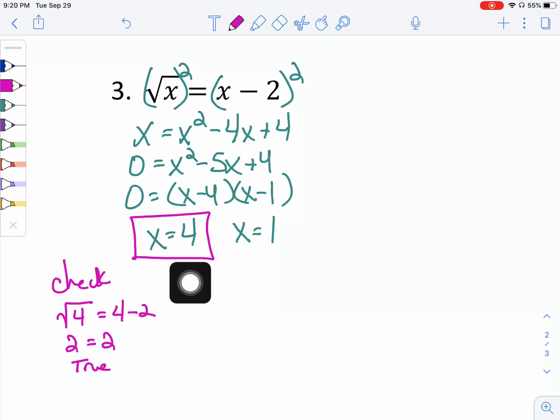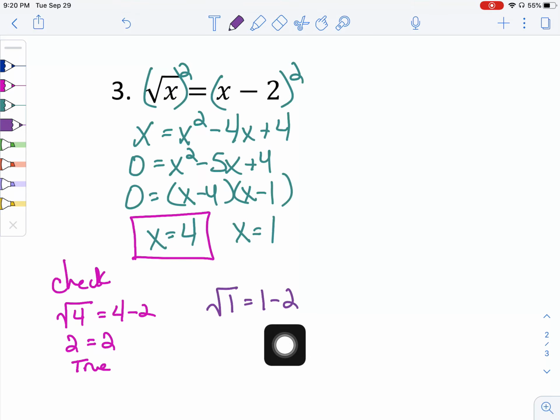That doesn't necessarily tell you anything about x equals 1. This could also work. It could not work. I will not know until I check my work. So let's see, square root of 1 is equal to 1 minus 2. Simplify the left side, simplify the right side. So square root of 1 is 1. 1 minus 2 is negative 1. Last time I checked, 1 is not equal to negative 1.